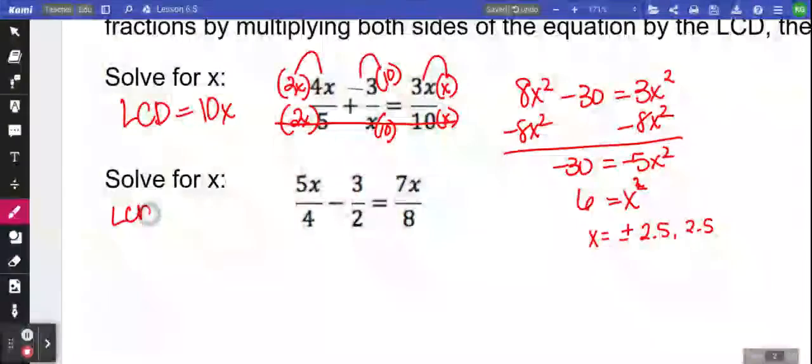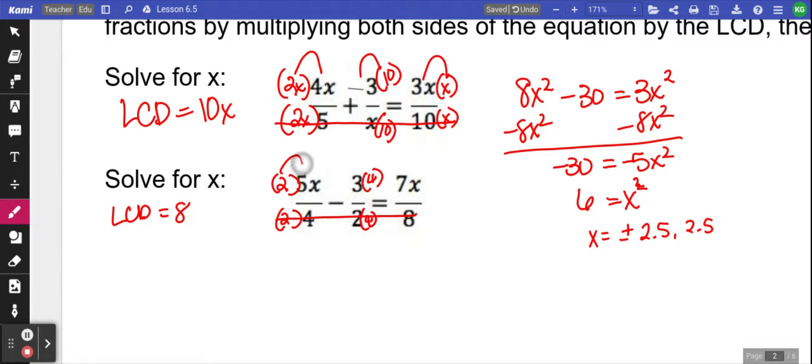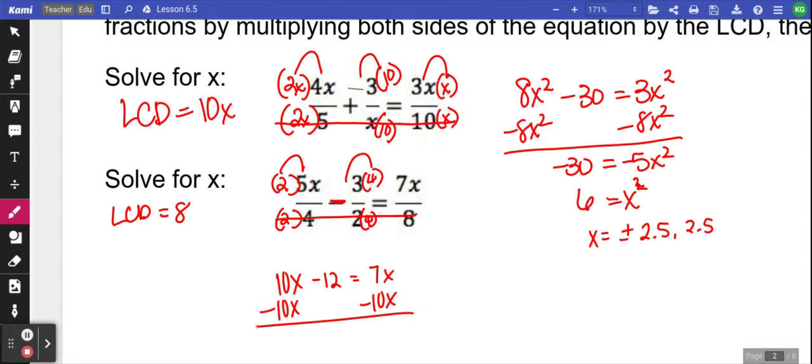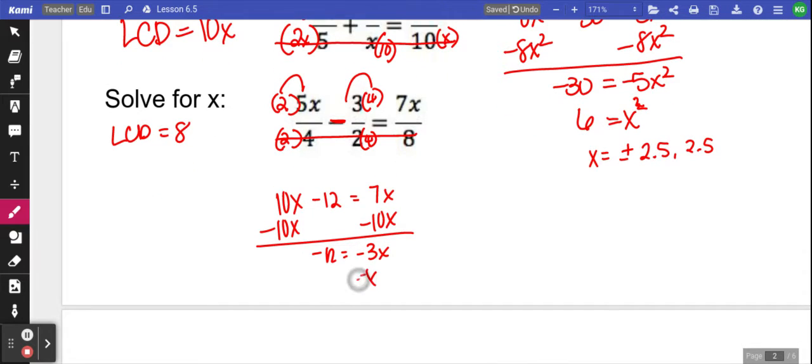On this one, my least common denominator is going to be 8. So I'm going to multiply this one by 2, this one by 4, and that one is fine. Now that they're all common, I can cross them out. Distributing here gives me 10x. Be careful when distributing here because this is actually a negative 3 that we are distributing. So that would be minus 12 equals 7x. Subtract 10x to both sides. So negative 12 equals negative 3x. Divide both sides by negative 3 and x equals 4.